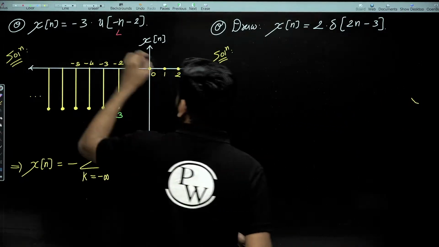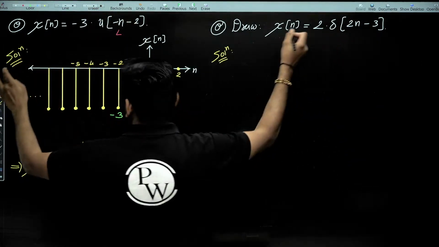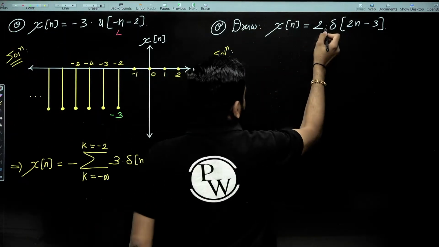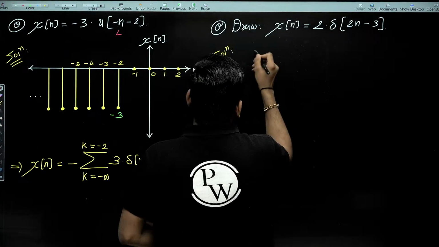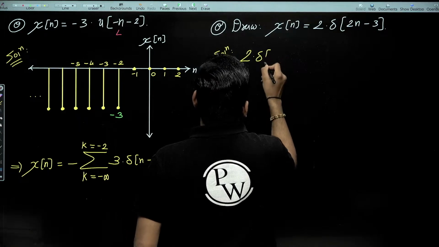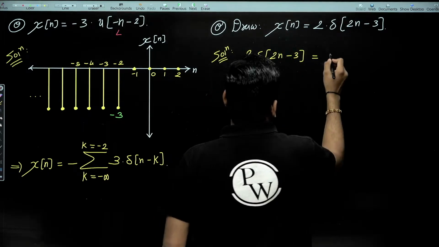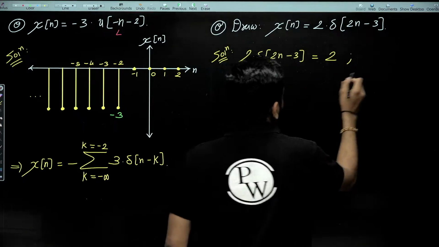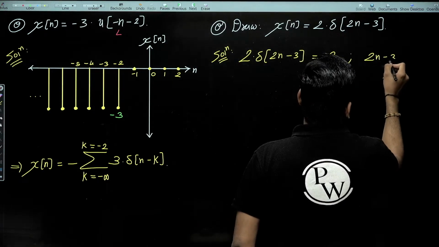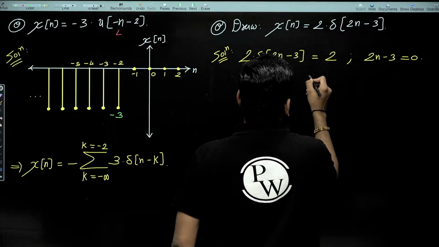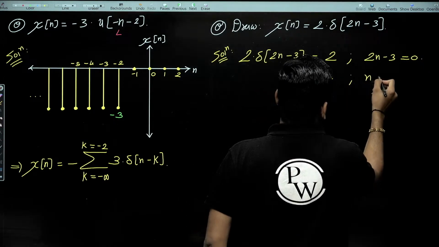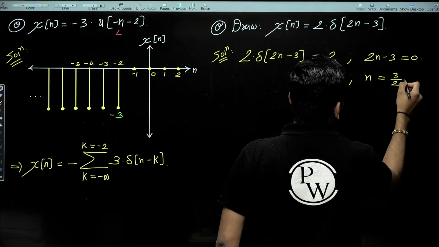So let us do it with the standard form. This is not the unit step sequence, this is the impulse function. Now see, the amplitude is 2, and the argument becomes 2n minus 3, which is equal to 0. So here this is 2 and n is equal to 3 by 2.